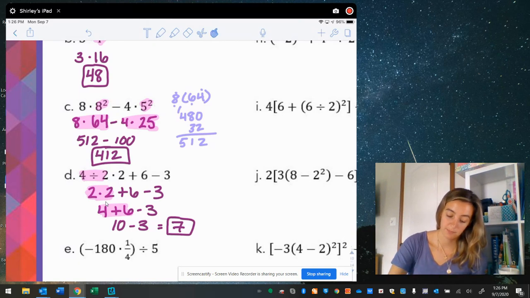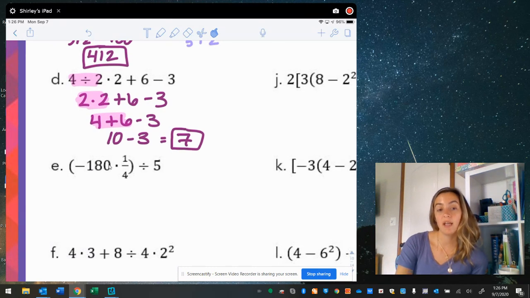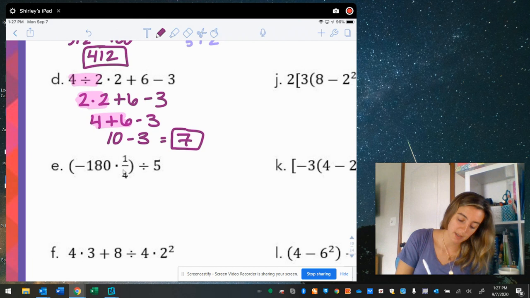For part E, I have my grouping symbols, so I'm going to take care of that first. I have 180 times 1/4. Anytime I'm multiplying something by a fraction, it's the same as dividing. So 180 times 1/4 is the same as 180 divided by 4. I have a negative number divided by a positive number. So I know that that means my answer is going to be negative.